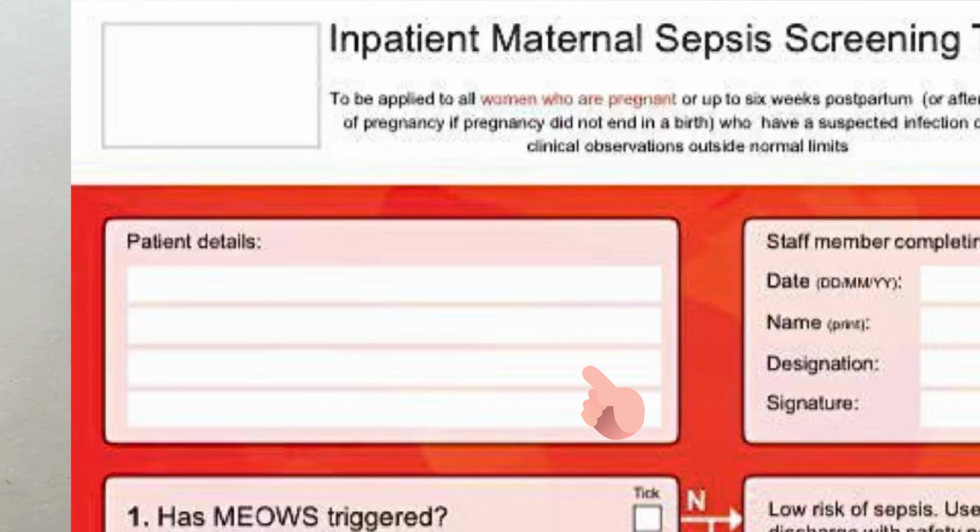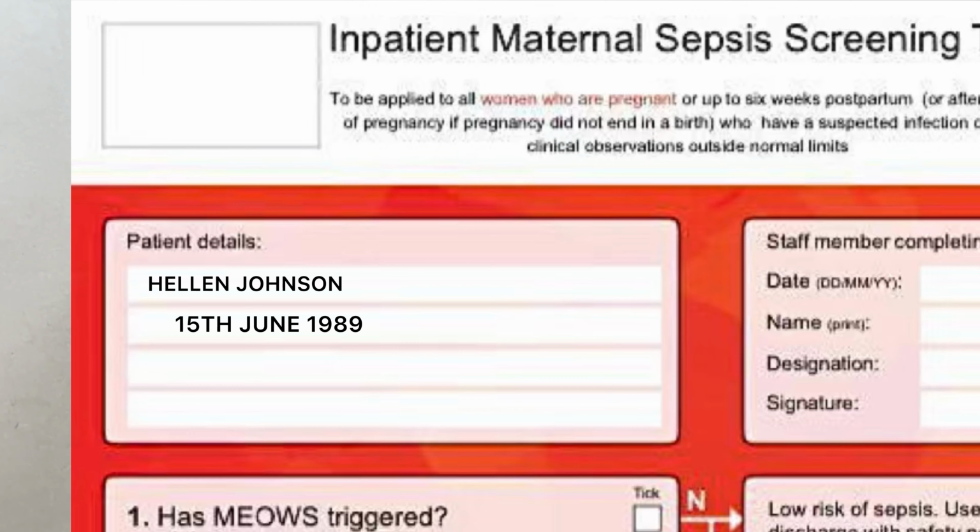Remember our three forms of patient identification: the patient's name, the patient's date of birth, and the patient's hospital number. So you write the patient's name, date of birth, and the hospital number over here. So let's say that my patient's name is Helen Johnson, date of birth 15 June 1989, and hospital number 2222. I am happy to write those details over there.